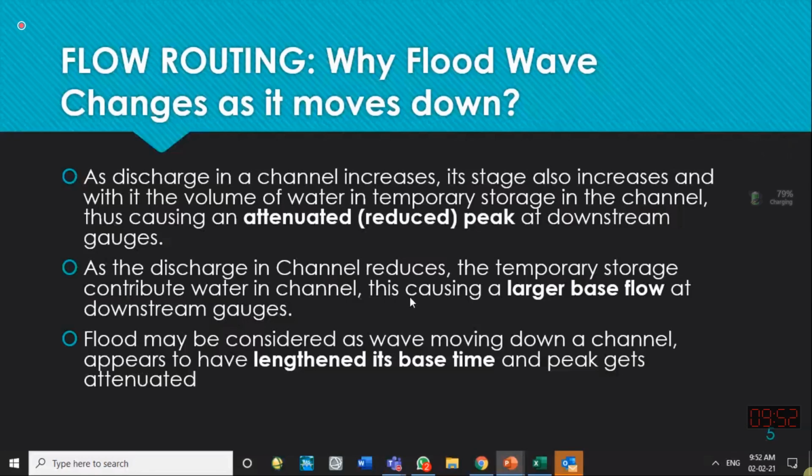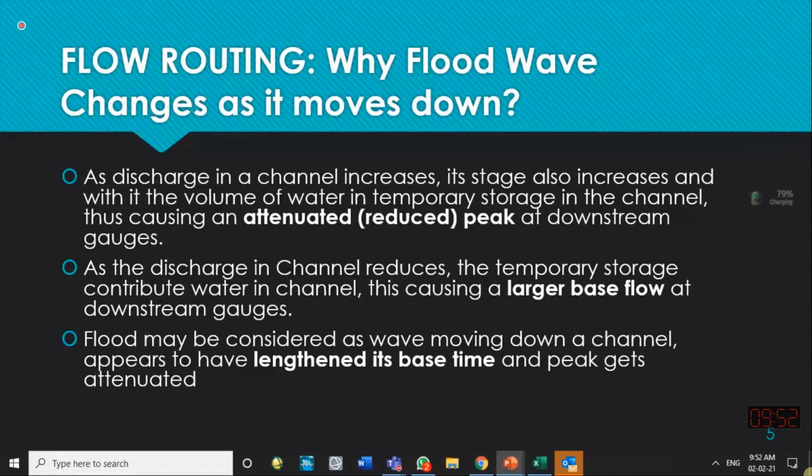So for an increasing flood, temporary storage water reduces the peak at the downstream side compared to the peak observed at the upper station. We say this is attenuation of the peak. While the flood is reducing, or has been reduced or stopped at the upper location, the downstream site is still experiencing flood.